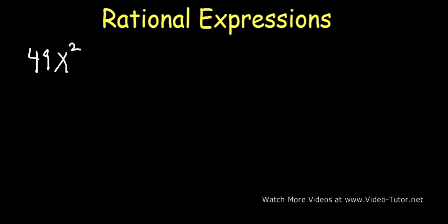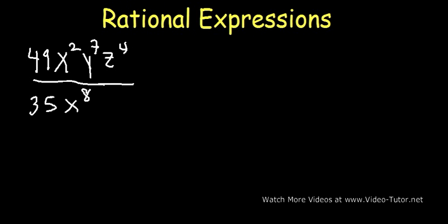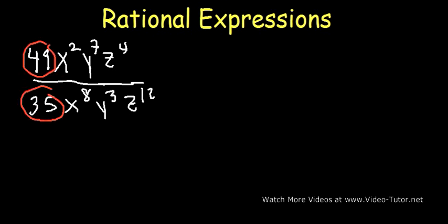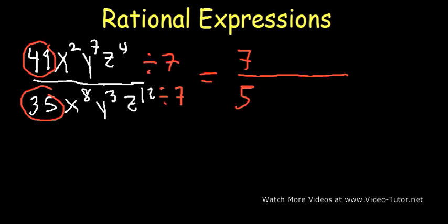49 x squared y to the 7th z to the 4th divided by this stuff. So how would you simplify this rational expression? Well, the first thing I will look at is the coefficients, the 49 and the 35. Notice that both of them are multiples of 7. So what I would do is divide top and bottom by 7. 49 divided by 7 is 7, and 35 divided by 7 is 5.